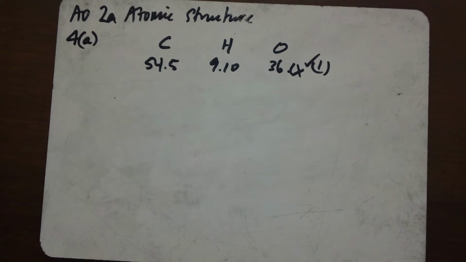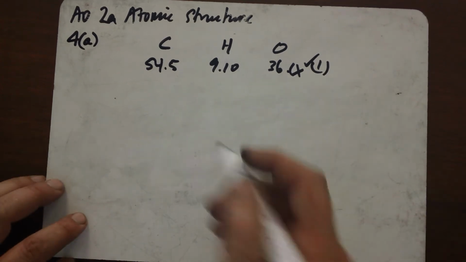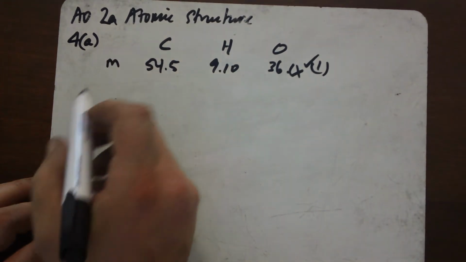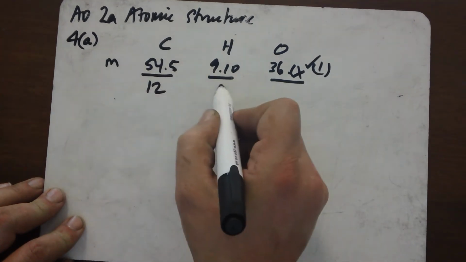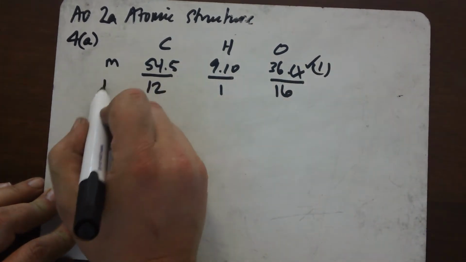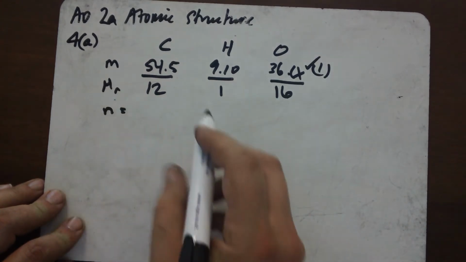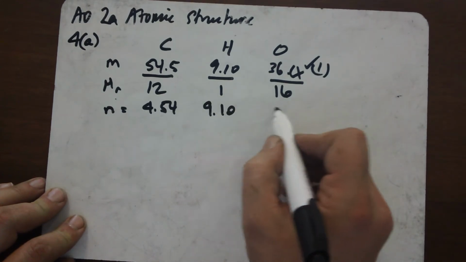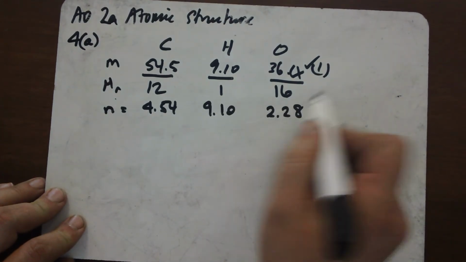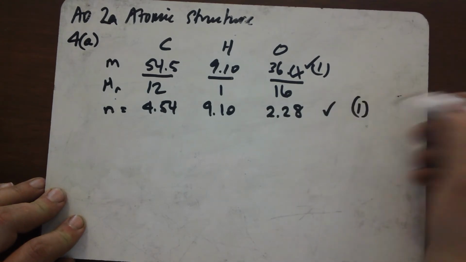The next thing to do, it's asking you to work out the empirical formula. Now to work out the empirical formula, you've first got to work out the number of moles and then determine what the simplest whole number ratio of those moles are. So consider this as being a mass value. If you then divide each of these by their masses, so 12, 1 and 16, we can work out the number of moles. And in this case it's 4.54, 9.1 and 2.28. Now you got 1 mark for calculating all 3 of those.